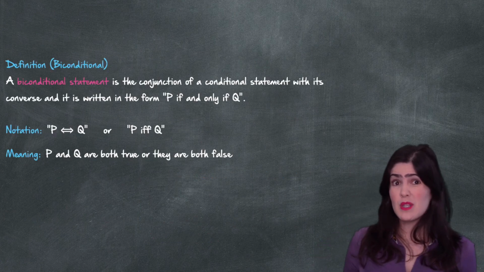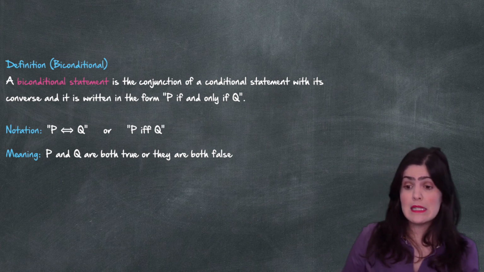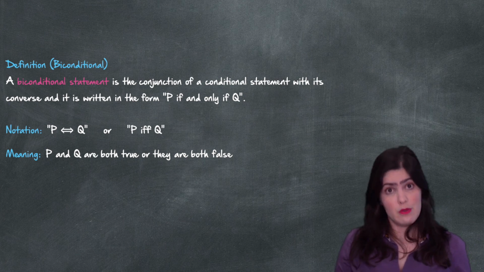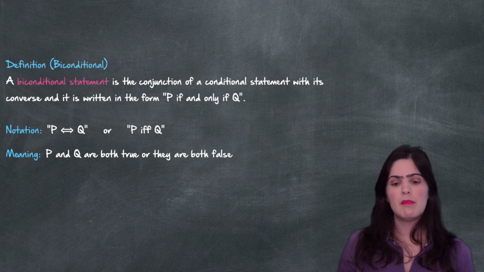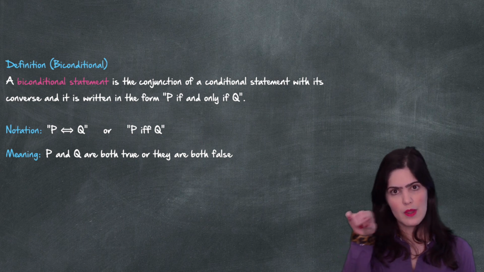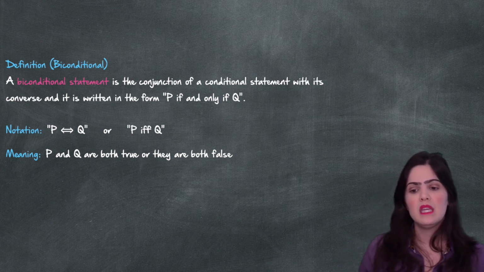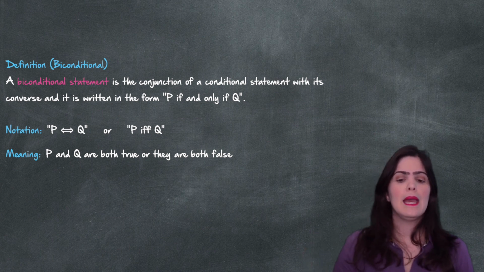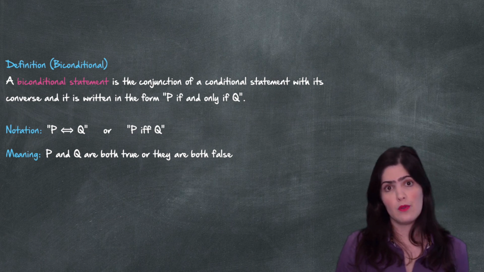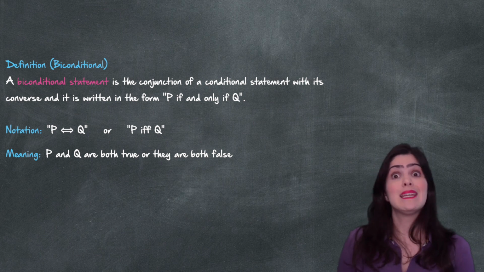So this brings me to the definition of biconditional. A biconditional statement is the conjunction of a conditional statement with its converse. And we write it as P if and only if Q. And we denote it by either doing P with an arrow pointing both left and right, or by writing P iff Q, so P I F F Q. And what it means is that P and Q are both true or both false, always. So they're logically equivalent. Talking about P and talking about Q is really the same thing.